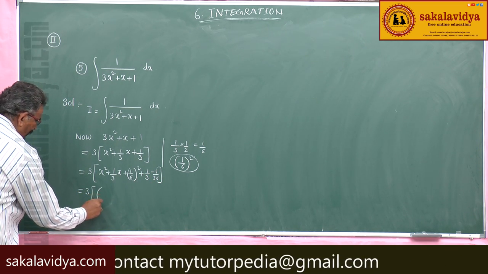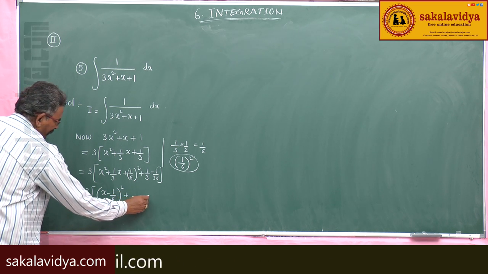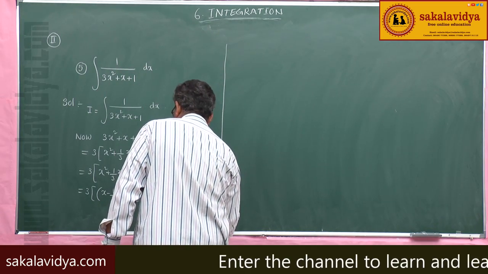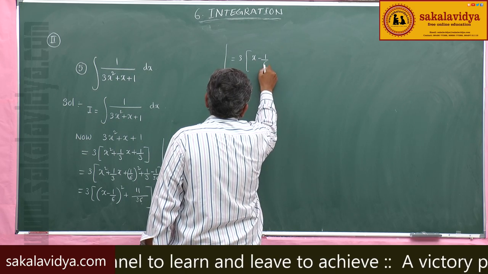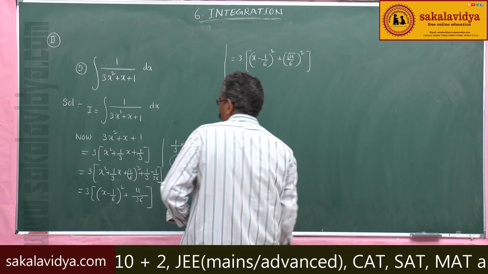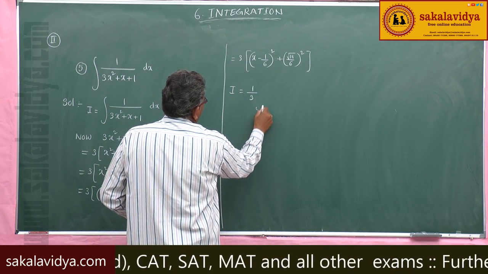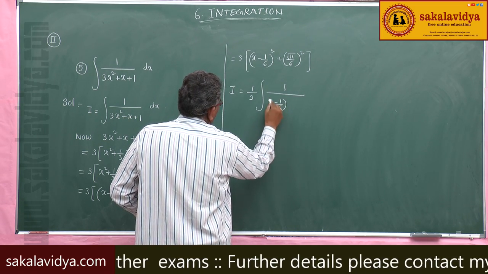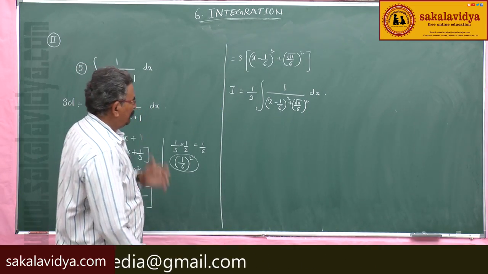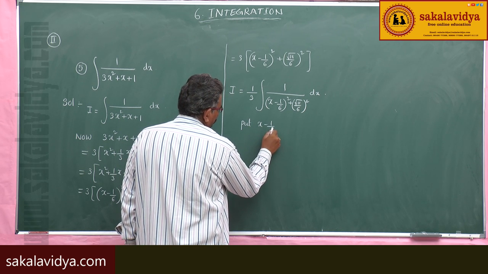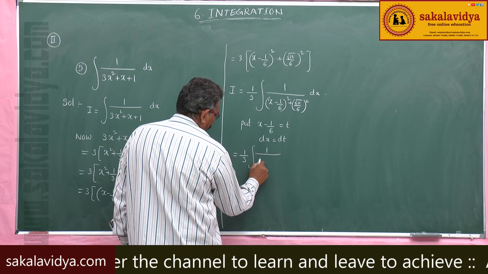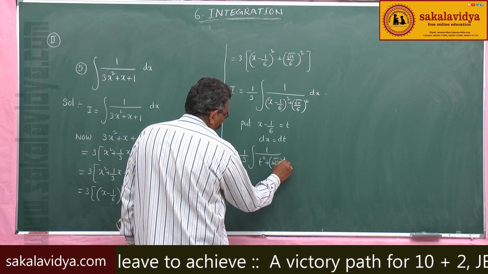So, this is 3 times x minus 1 by 6 whole square plus, 36 is the LCM, 12 minus 1, 11. This can be written 3 times x minus 1 by 6 whole square plus root 11 by 6 whole square. Now I is 1 by 3 times integral 1 by x minus 1 by 6 whole square plus root 11 by 6 whole square dx. Now put x minus 1 by 6 is equal to t, dx is equal to dt. This is 1 by 3 of integral 1 by t square plus root 11 by 6 whole square dt.